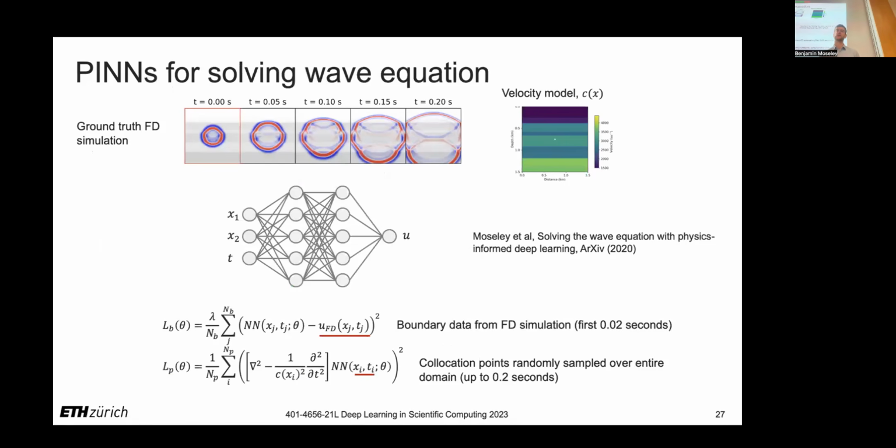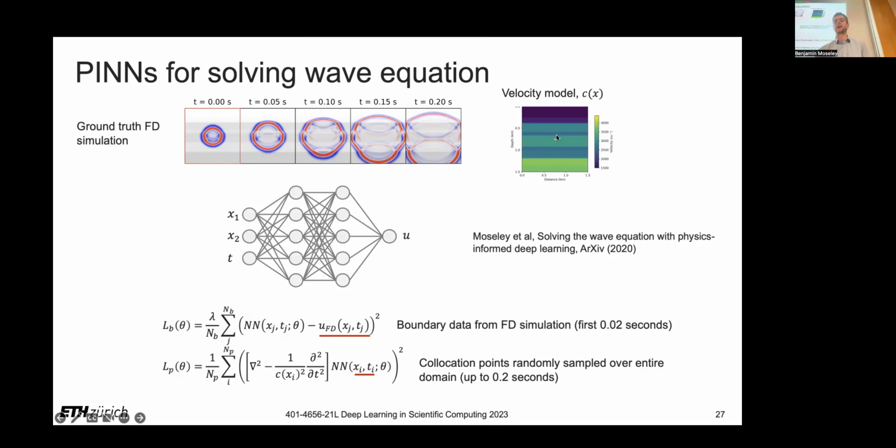So yeah, here's just one more example of using PINNs for forward simulation. This is some work that we did in our lab. Again, trying to solve the wave equation. So the setup is very, very similar. Again, we have a neural network here, and in this case, it's a two-dimensional problem plus time, so 3D in total. So we have this wave that's propagating outwards through this velocity model, starting in the middle of it here.